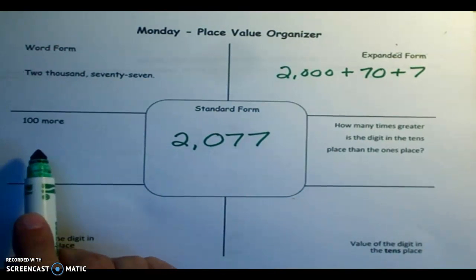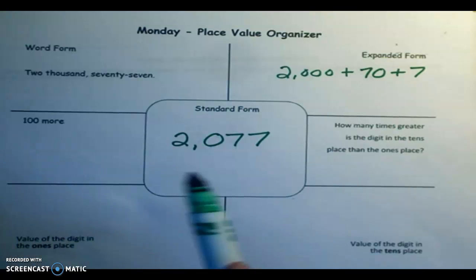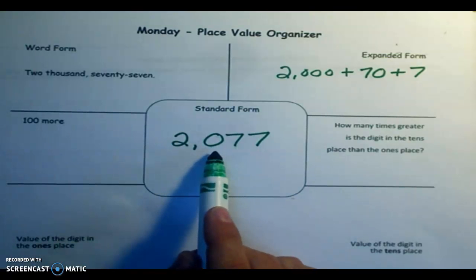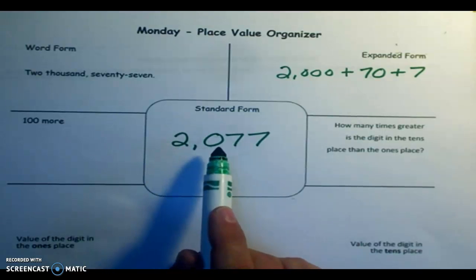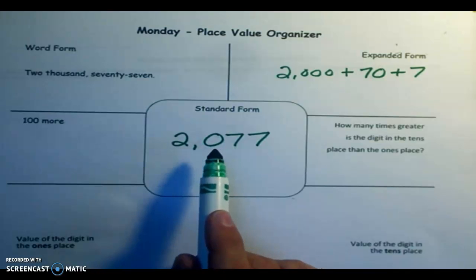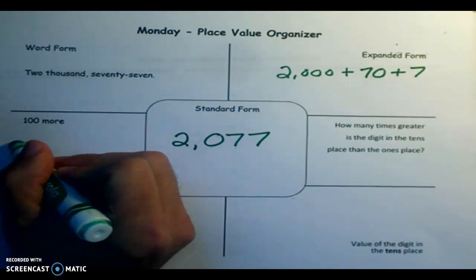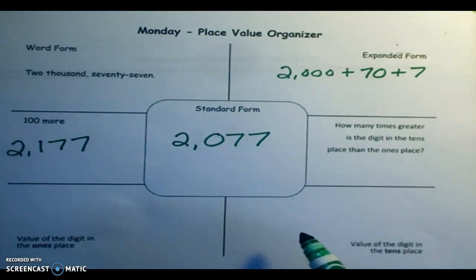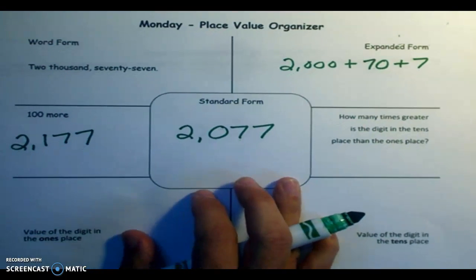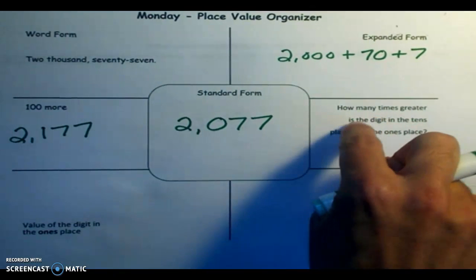Here, interestingly, you would add 100 more. So if you added 100 to the hundreds place, well, if you have 0 hundreds and you add 100, you now have 100 in the hundreds place. So you would have 2,177. Okay? All right, so remember, we're going to do this part last.